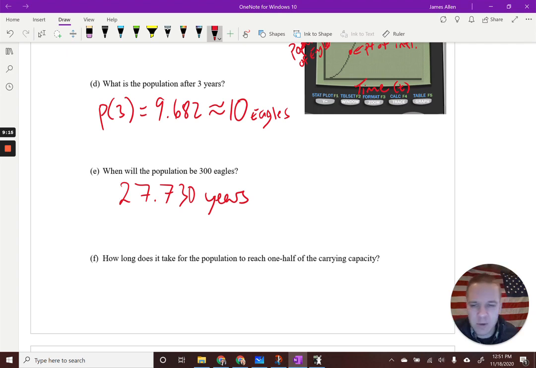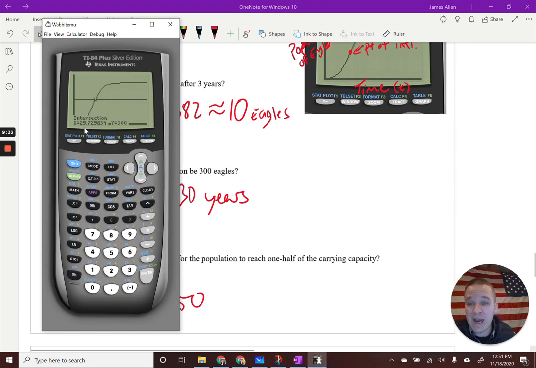Almost 30 years. Now here it says, how long does it take for the population to reach 1/2 the carrying capacity? Well, what was our carrying capacity? Carrying capacity was 500, so half that is 250. So we're going to do basically the same thing that we just did, but now I'm going to throw in 250 for my second equation. Not too bad.